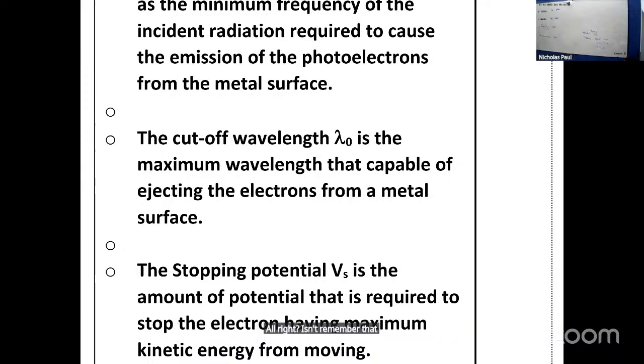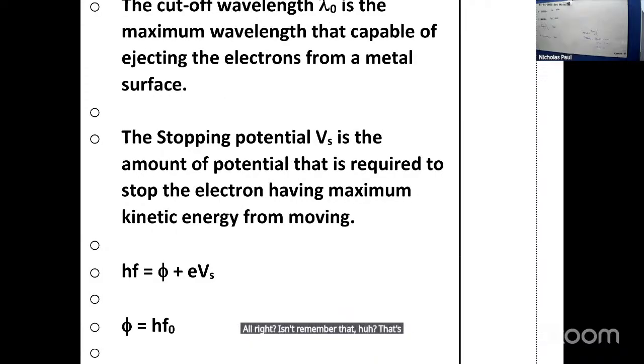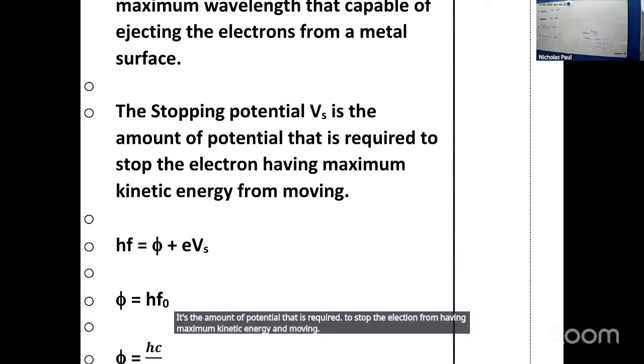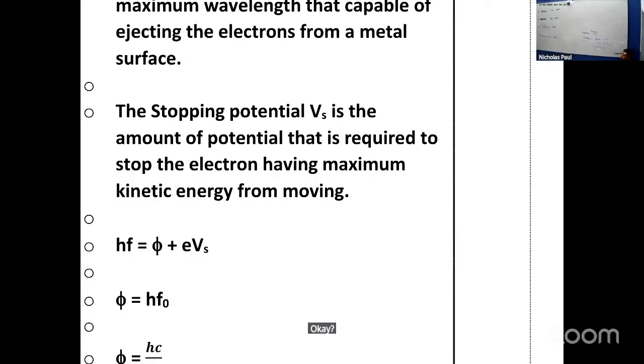Next, stopping potential is the amount of potential that is required to stop the electrons with maximum kinetic energy from moving. And at stopping potential, what is the photocurrent?